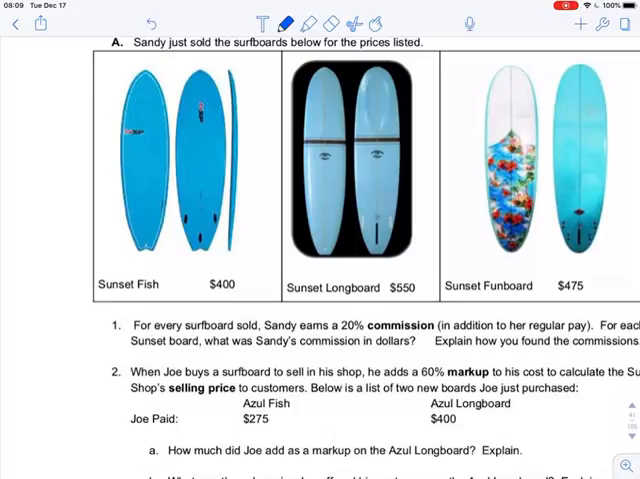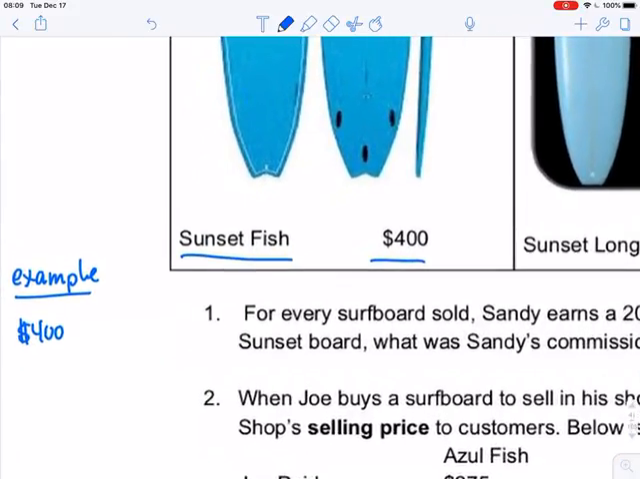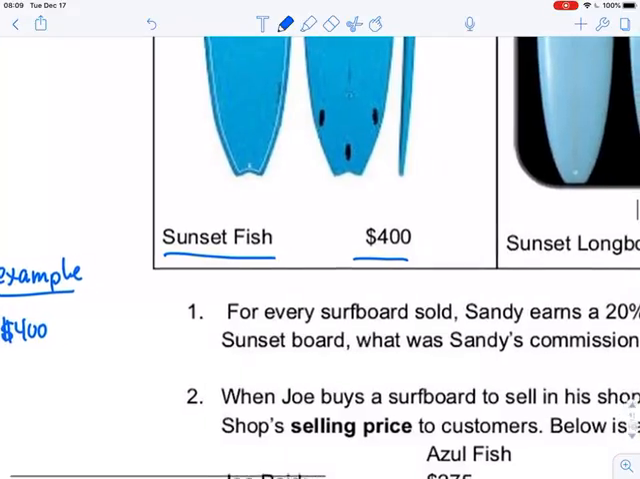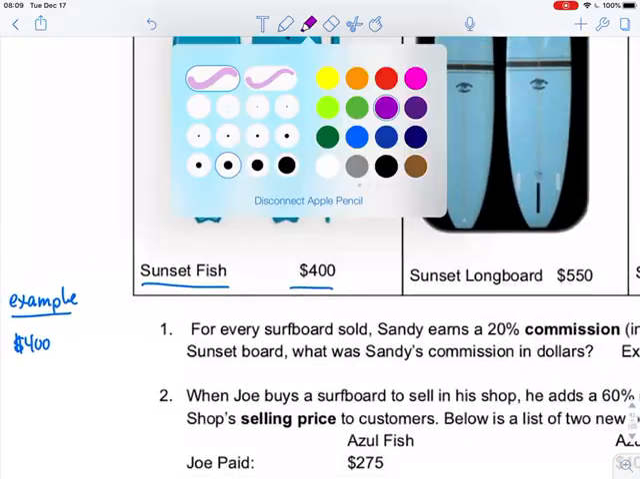You're going to figure out the longboard and the funboard. I'm going to do the Sunset Fish. This is our example. So our example is the Sunset Fish. Okay, it sells for $400. To find the amount of commission, it says 20% here.